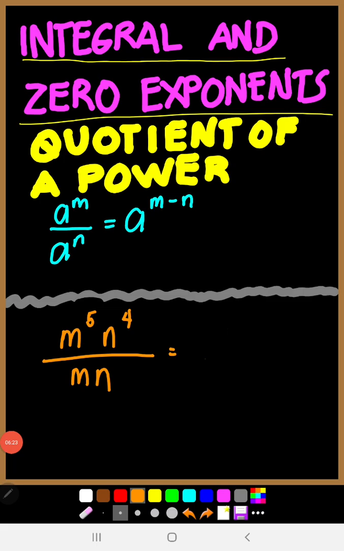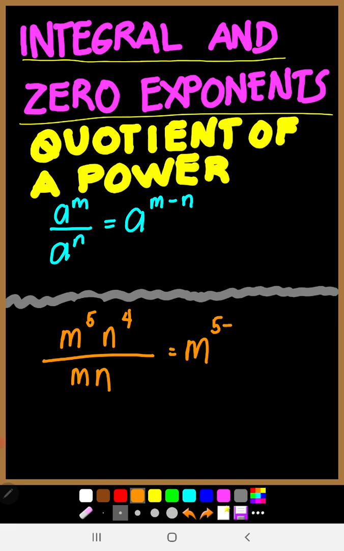Okay. Isa pang example, m raised to 5, n raised to 4, divided by m times n. So let us start first, kasi nakikita natin sa example, dalawa na yung bases natin, or dalawa na yung variables, which is m tsaka yung n. So, unahin muna natin yung sa m. So, ang exponent ng nasa numerator is 5. Yung nasa denominator, wala kayo nakikitang exponent, so automatic 1 yun.